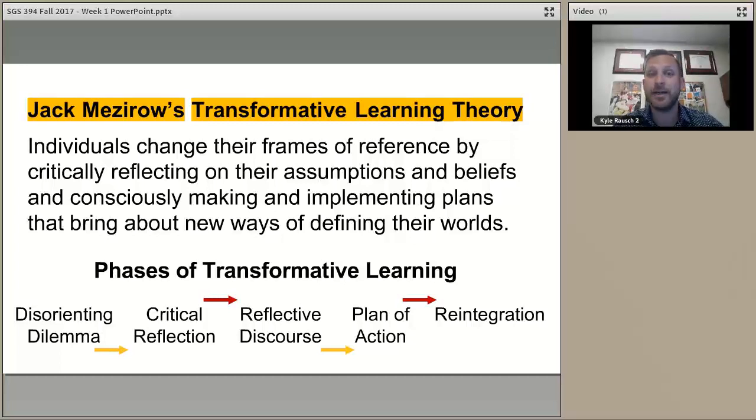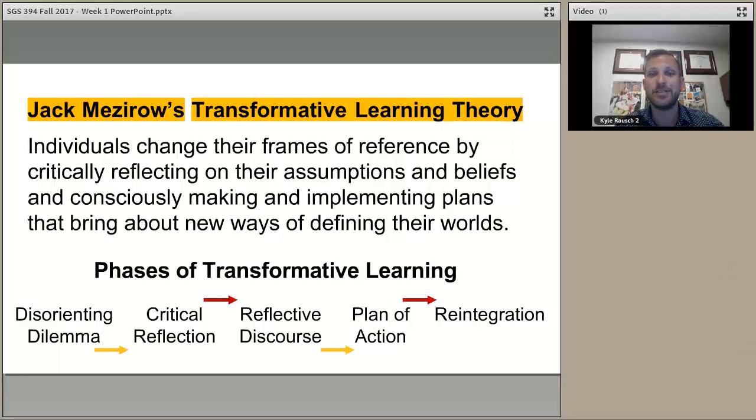This leads into reflective discourse. This suggests that independent reflection alone is not enough to lead someone on the path of transformative learning. Instead, it is important for an individual to engage with others in discussing their reflections and suppositions about the disorienting dilemma. In the context of study abroad, your program leader, peers, and host country contacts are all wonderful people with whom you can engage in reflective discourse.